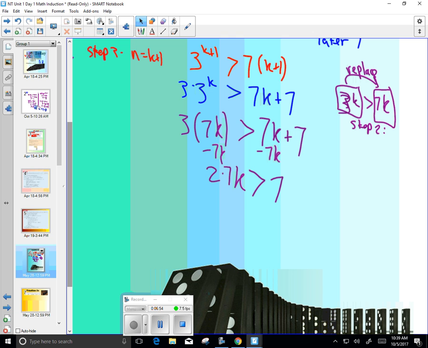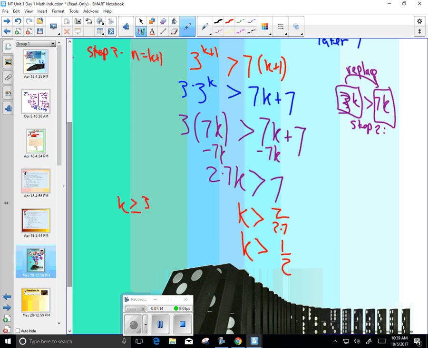And if you want to, I'd solve for k. K is going to be greater than 7 over 14, which is what? 1/2. If k is 3, then 4, then 5, is this always true? Yes. Therefore, true for n equal to k plus 1. Because k is 3 and 3 is greater than 1/2.